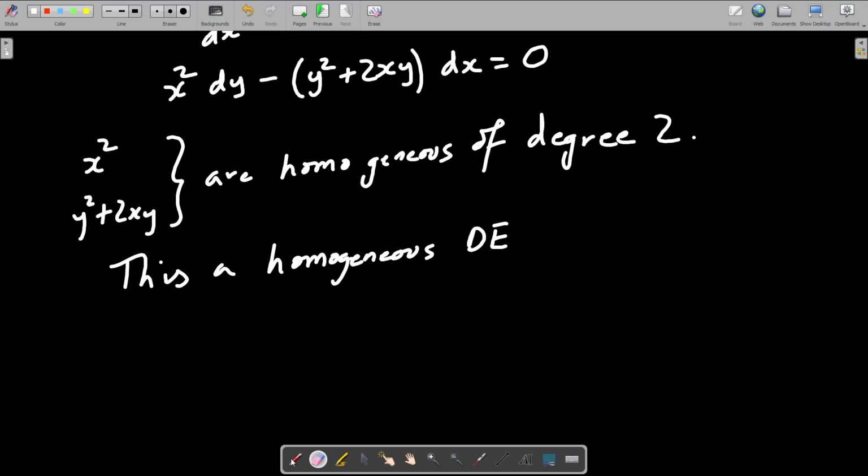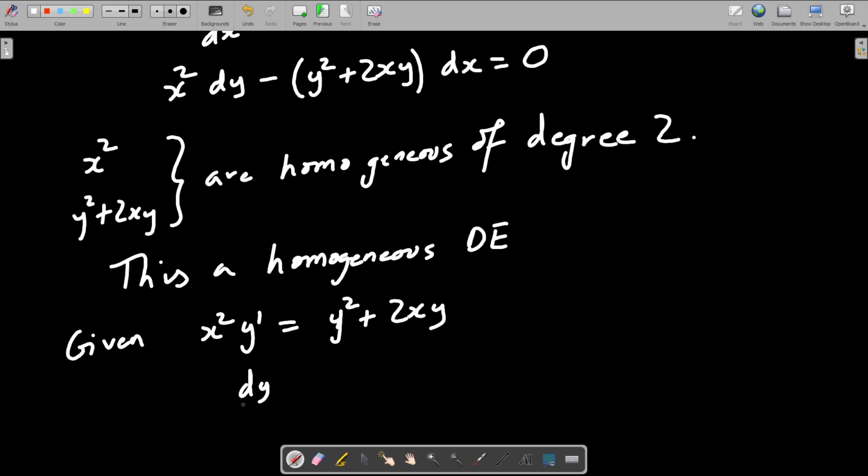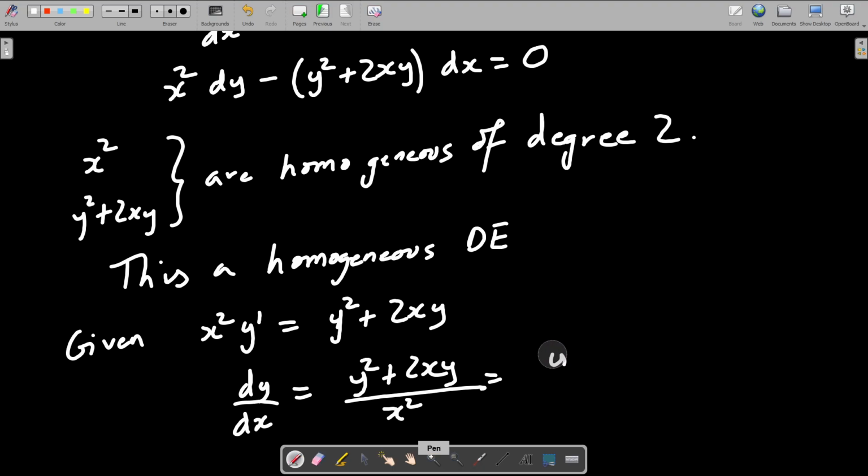Differential equation, that's enough. Okay, so what are we given? We are given that x square y prime is equal to y square plus 2xy, right? So this can be written as dy by dx. What will this simplify to? Separate the denominator, so this can be written as y by x the whole square, and this can be written as 2 times y by x, right?